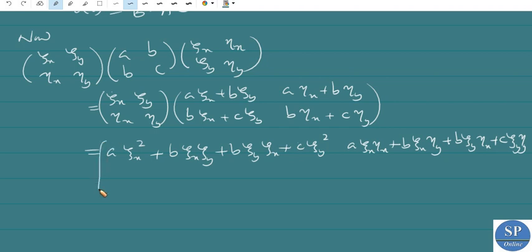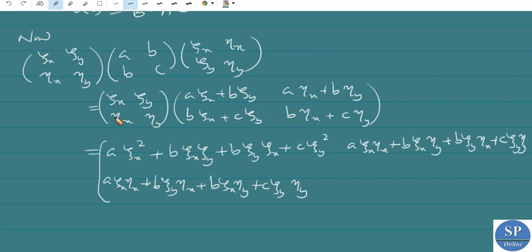Now the second row is this into this plus this into this. So that second row and first column: zeta a into we have a into zeta x eta x, just multiplying this with this, plus b into zeta y eta x plus eta y into this. So b into zeta x eta y plus c into zeta y eta y.